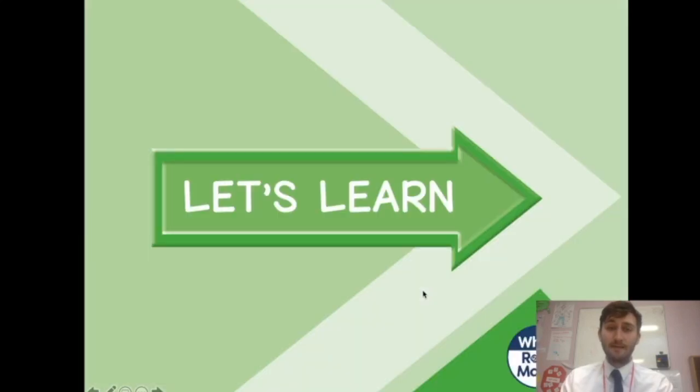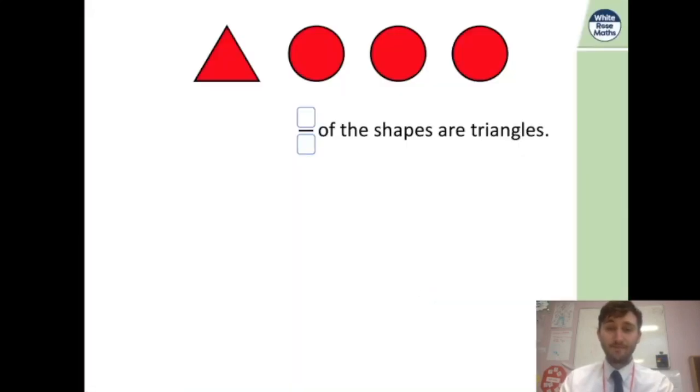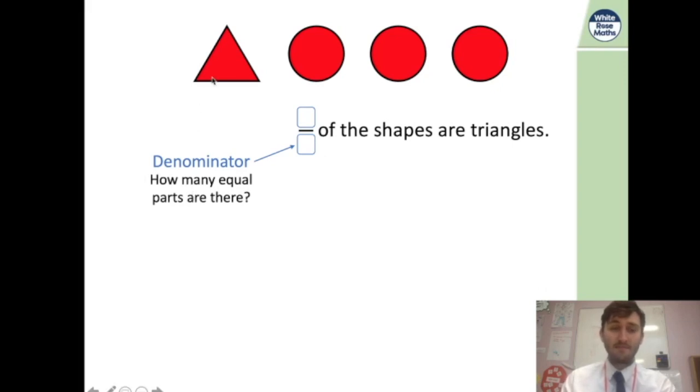Super. Now let's get into the bulk of our lesson. So here we have got a representation. I've got 1 triangle and I've got 3 circles. Well, firstly, the bottom of our fraction is called the denominator. Now the denominator is how many equal parts there are. So there are 1, 2, 3, 4 equal parts, because you can see we've got 4 representations. So I'm going to put the 4 at the bottom. Then in my top, I have got the numerator. And the numerator is how many parts we are looking at.